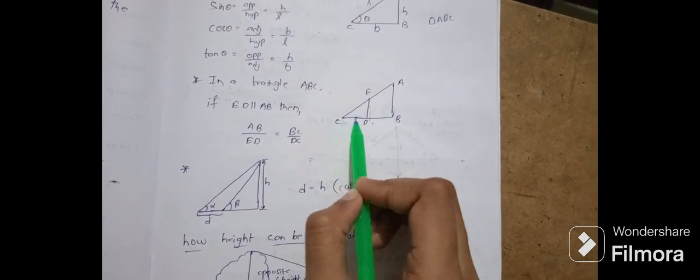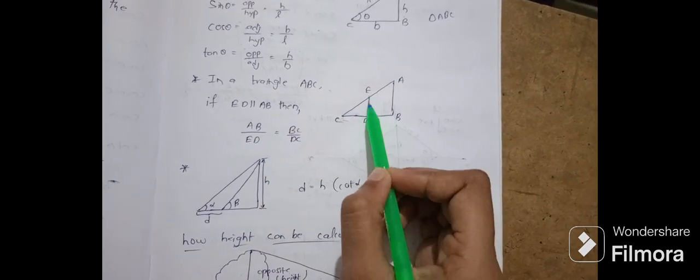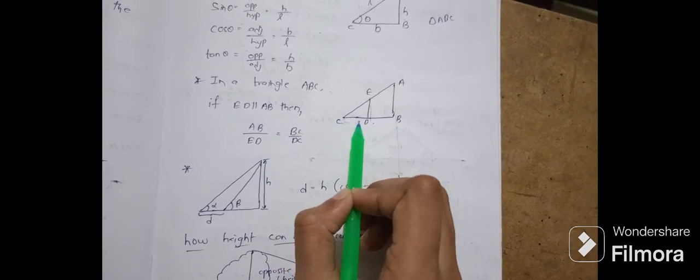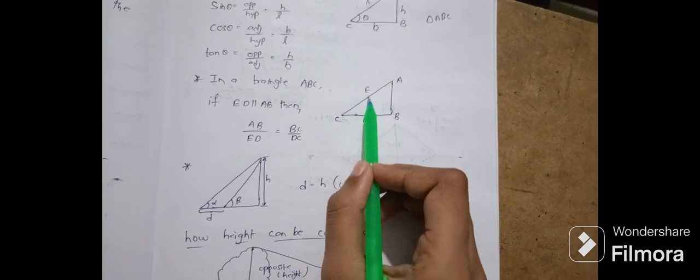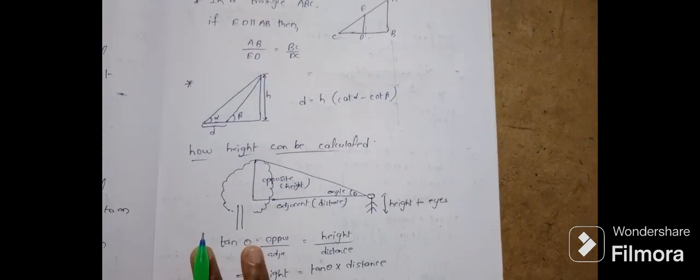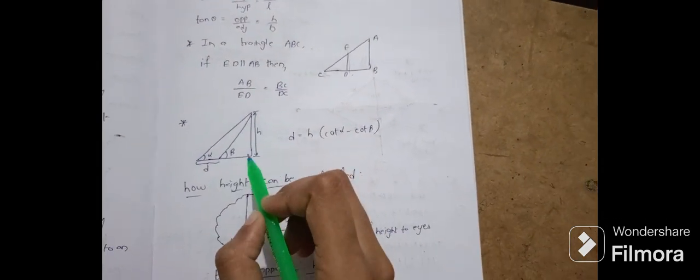Again, another point to remember is, in a triangle ABC, if ED and AB are parallel, then we have one condition: AB by ED equals BC by BD. That is, for AB the perpendicular will be BC, and for ED the perpendicular will be CD. DC, CD or DD, anything is similar. So for ED it is DC.